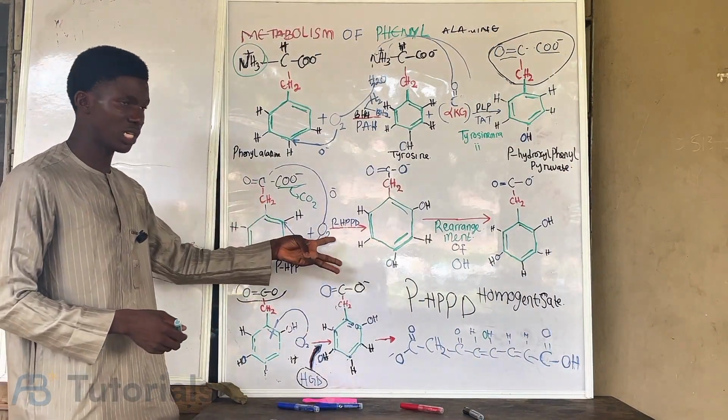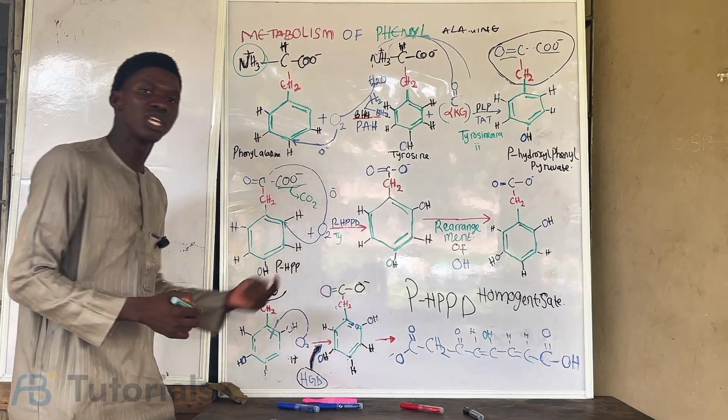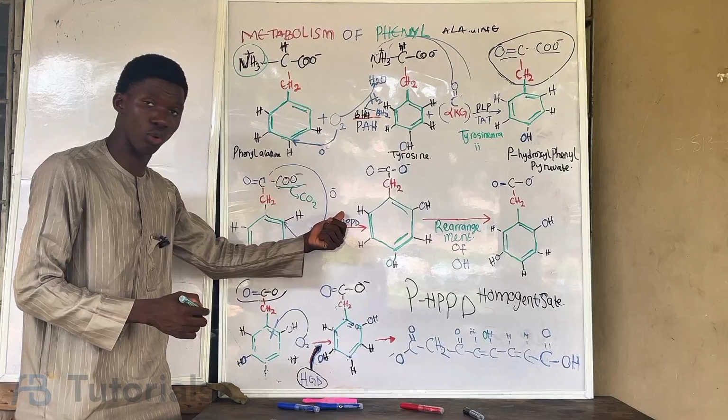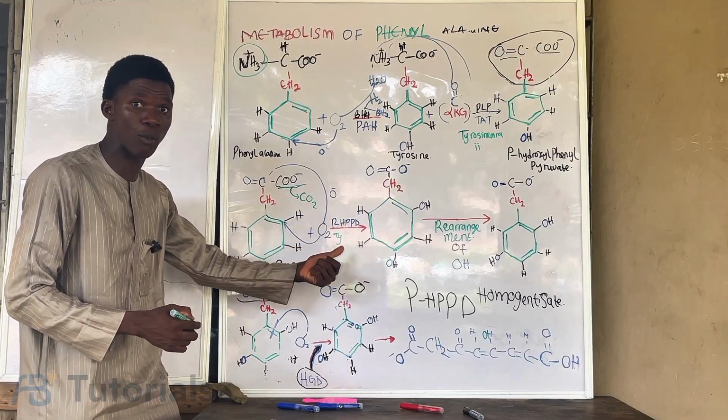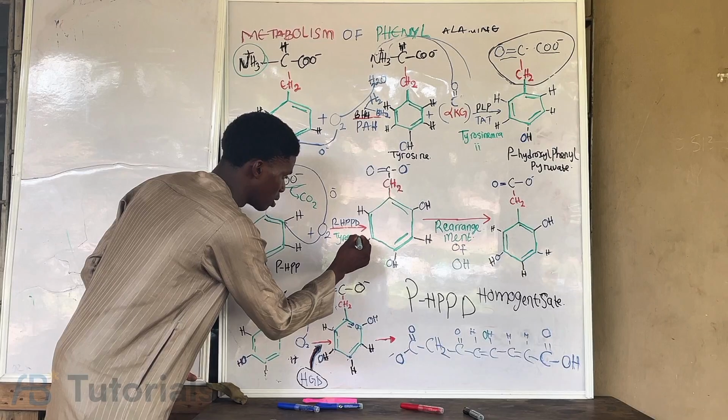Now, for the third enzyme, we have thyroxinemia 3. This is the third enzyme, right? So we have thyroxinemia 3. That is, in the absence of this third enzyme, or deficiency of the third enzyme, we have thyroxinemia 3.